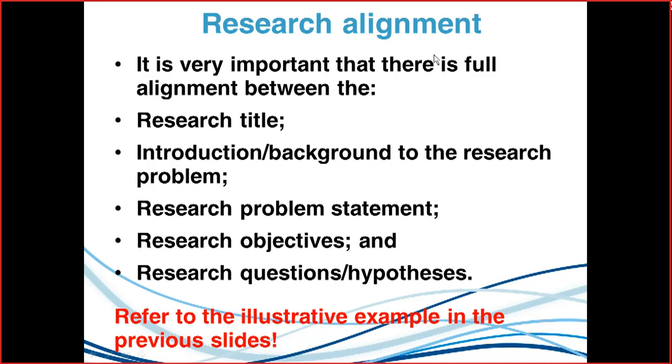So it's very important, just to recap the first section, once you've completed these sections, everything else is really a piece of cake for your proposal, because these are the hardest: to come up with a topic and to get everything to align. So your research title must align to your introduction and background, to your research problem statement, to your research objectives and research questions. If you look at all the examples in the previous slides, you'll see the title, the background to the research problem, problem statement, objectives and questions all align, and they're all pointing in one direction.